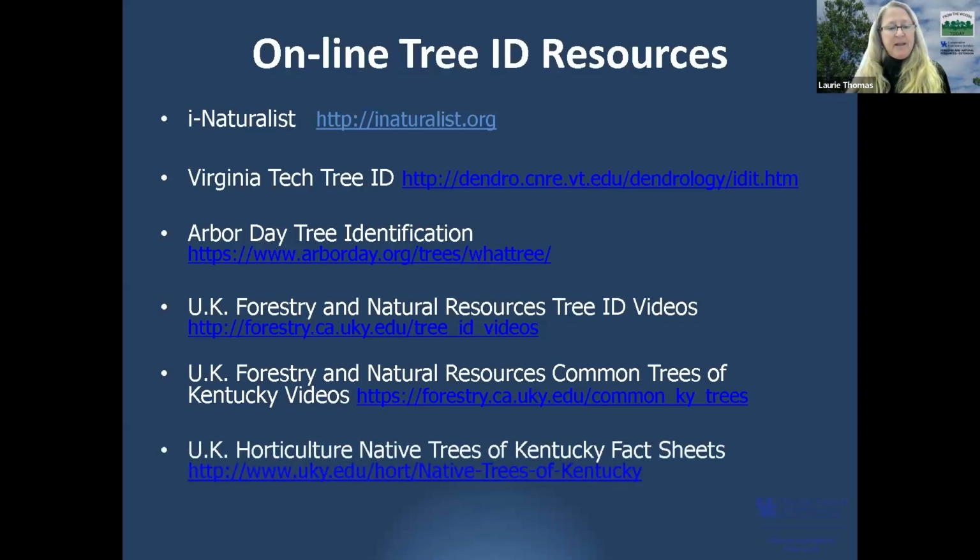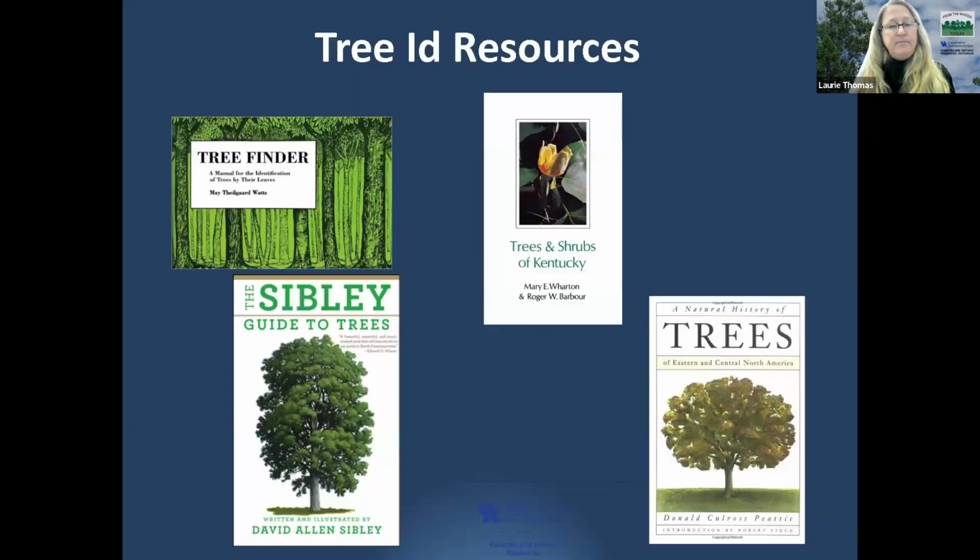You can pick out whatever tree species you want and learn a little bit more. And then we've also got at UK Horticulture, the UK Department of Horticulture, about 75 fact sheets on native trees of Kentucky as well. And then lastly, just a couple of books. This is the one that we walked through, the Tree Finder Dichotomous Key. And Sibley's will also have a dichotomous key in it as well.